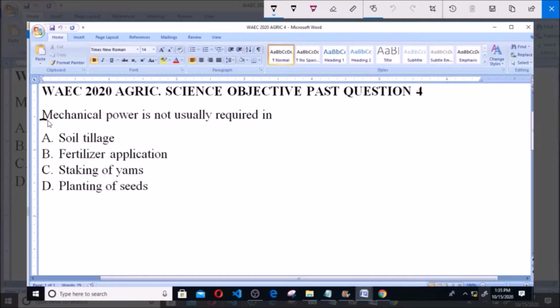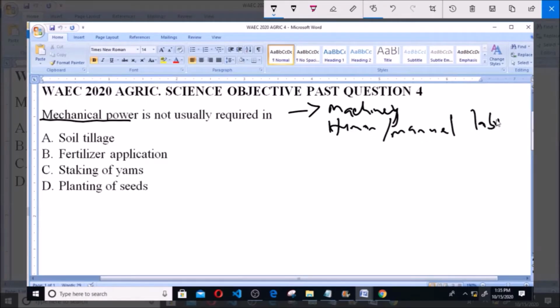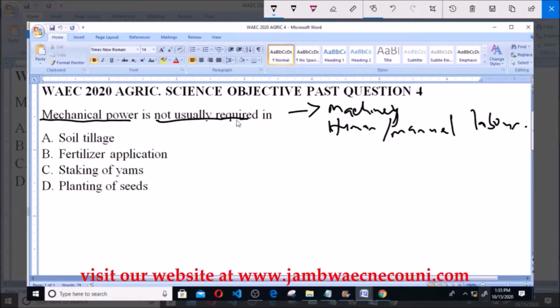So mechanical power involves the use of machinery in farm operations rather than human or manual labor. So we're asked here, which of the following activities does not usually require mechanical power or use of machinery?